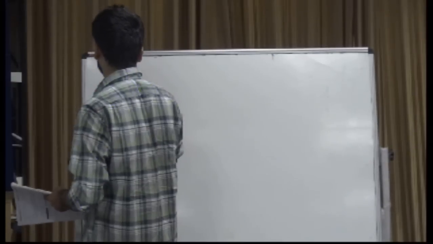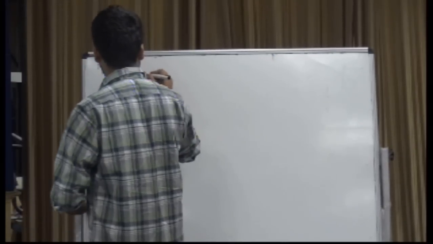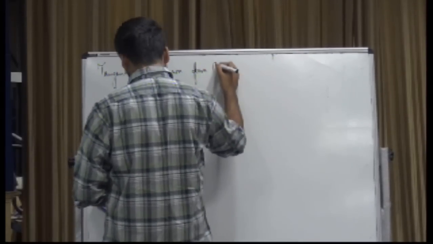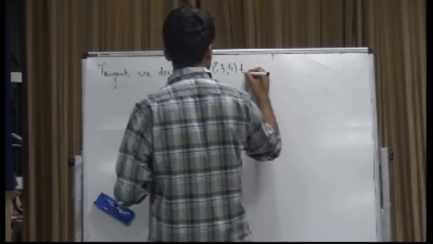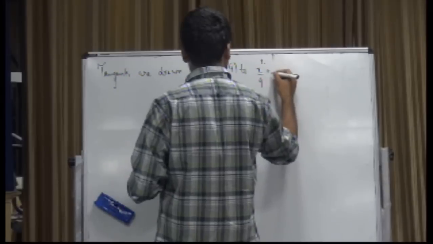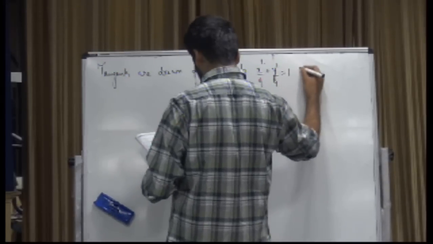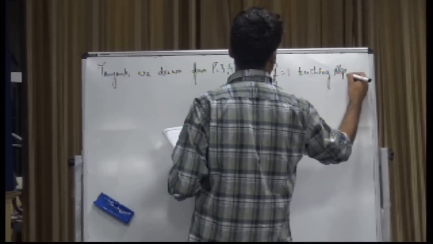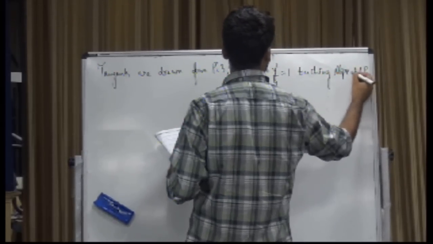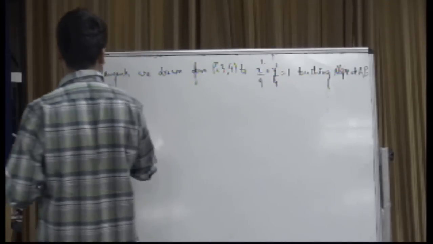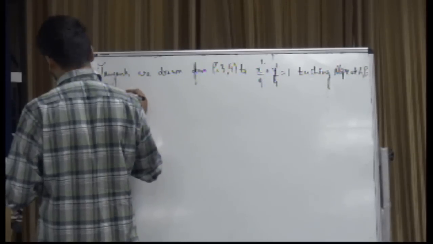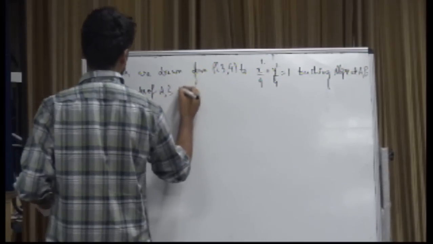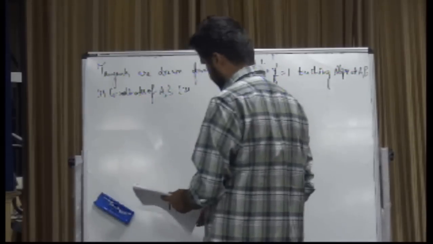So tangents are drawn from point P (3, 4) to the ellipse x square upon 9 plus y square upon 4 is equal to 1, touching the ellipse at A and B. Find the coordinates of A and B. So this is the first part, find the coordinates of A and B.